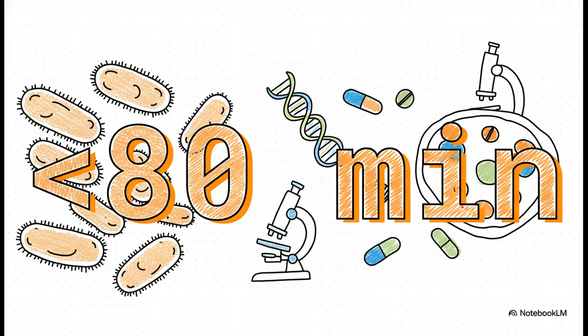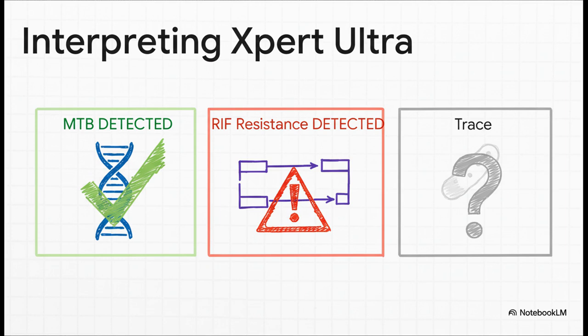That's the power of molecular diagnostics. And it's not just some small improvement, it's a complete revolution in how we manage tuberculosis. So when that report comes through, what are we really looking at? The Xpert Ultra gives us two critical pieces of information. First, is Mycobacterium tuberculosis complex DNA even there? And second, crucially, are there mutations in the RPOB gene that predict resistance to rifampicin?